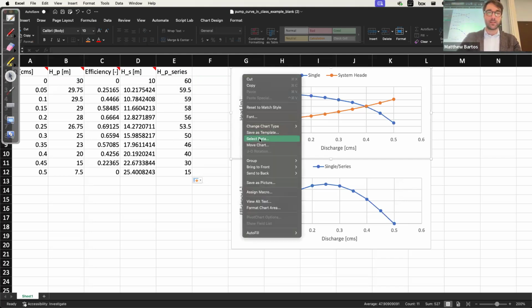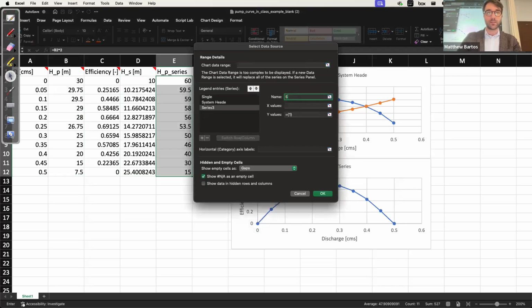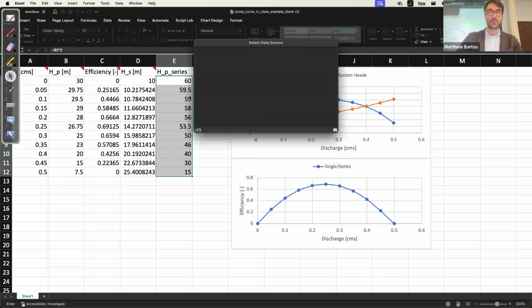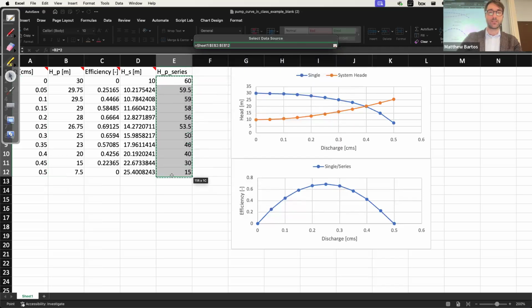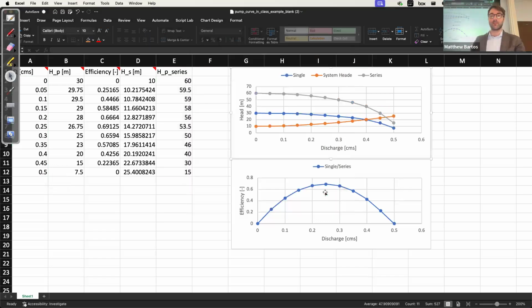So let's go ahead and create a new series. So this will be series. For the X values, we're going to use the original Q. For the Y values, we're going to use our pump acting in series. And there we have our pump curve for the pumps acting in series. Okay, now for pumps in parallel, how do we compute the pump curve for the pumps acting in parallel?